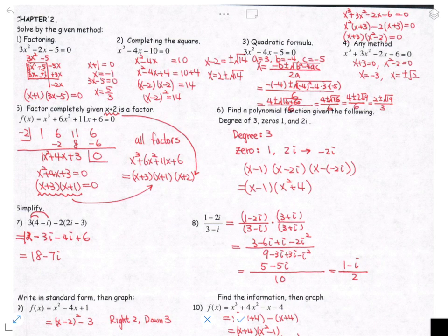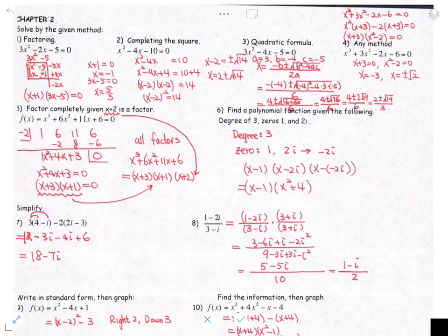Take the square root on both sides. As I do that, I put positive and negative on the right side. So I have x minus 2 equals positive or negative square root of 14. The last step is add 2. So my final answer is x equals 2 plus or minus square root of 14.